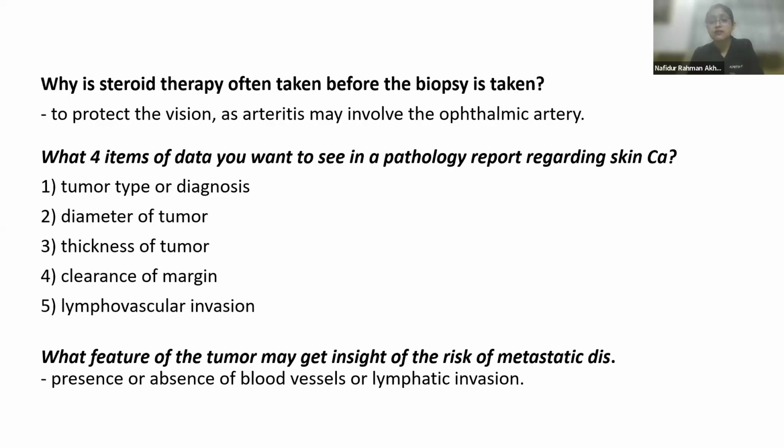And then this question, which you were not able to answer: what 4 items of data do you want to see in a pathology report regarding skin cancer? It will be the type of tumor, the diameter of tumor, the thickness, the margin clearance, and if there is any lymphovascular invasion. And it is a really important question. When we discuss basal cell and squamous cell stations, you will get this question invariably. Next question, you have answered this one. What features of the tumor may give an insight into the risk of metastatic disease? That is the presence or absence of, you have only said lymphatic invasion. That will be both lymphatic and blood vessel involvement.